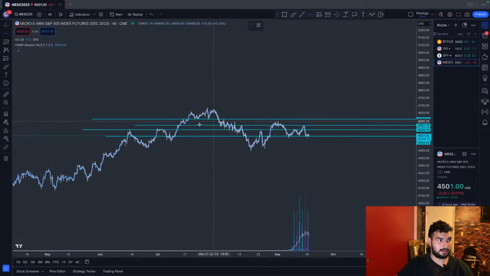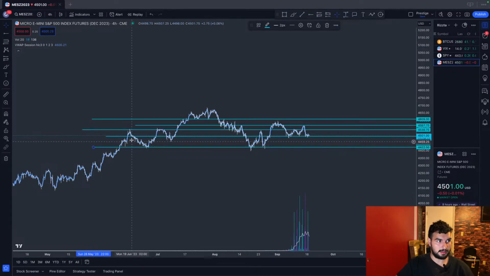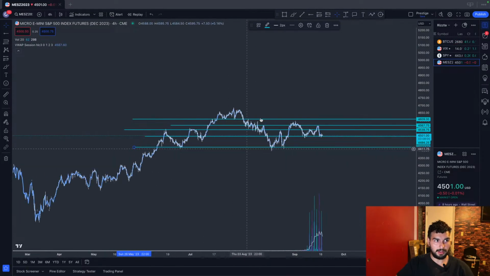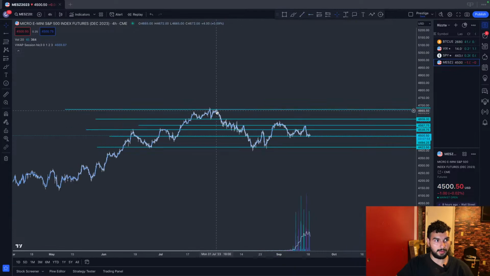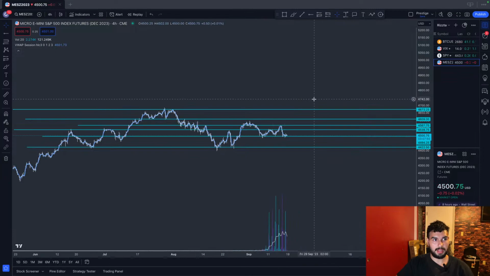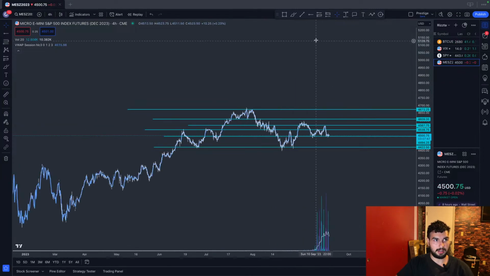Let's go ahead and create another level. I see a level down here because we went down, we bounced, and then over here again we went down, we bounced right here, and then we bounced right here. So there you go, we already have a couple of levels that we can take trades off of. I just made another level right there where we rejected off of this level once, twice, and maybe in the future we want to reject again.